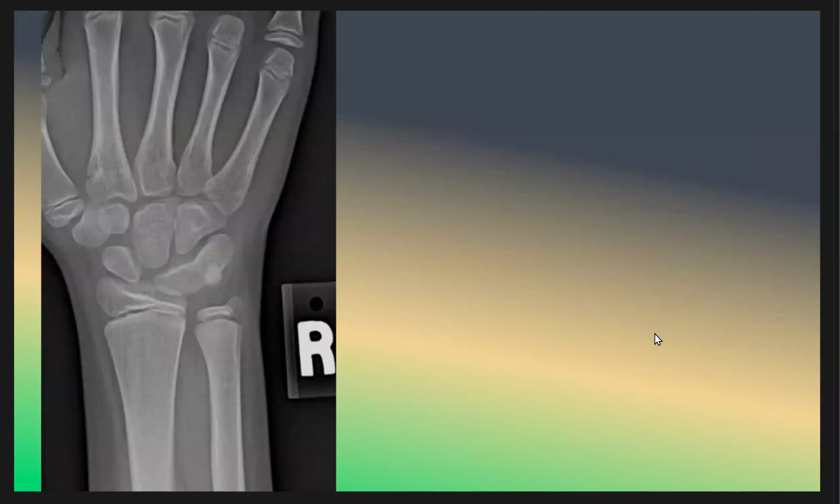What do you think the patient has? This is an immature patient. We have a congenital anomaly, and look at the congenital anomaly. We have here the lunate, and here the pisiform, and here the triquetrum. So we have coalition between the lunate and triquetrum.